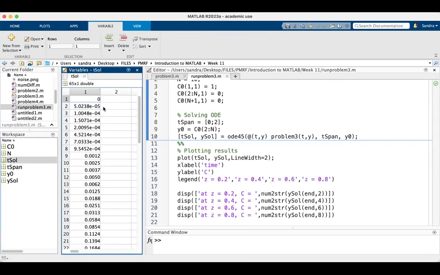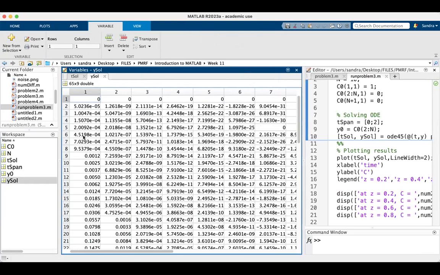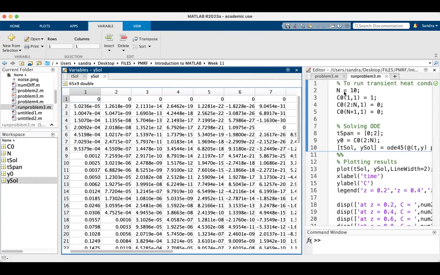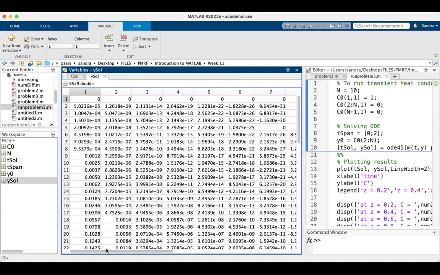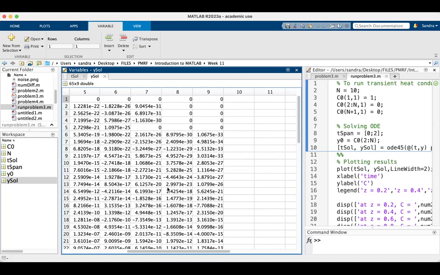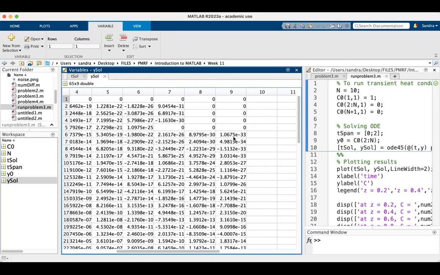Okay, you can see t sol has 65 and y sol has 65 rows, so each row corresponds to each time and each column corresponds to your grids. There are 10 intervals, so 10 plus 1, 11 data points are there, out of which 2 are not there, so 11 minus 2, 9. So this is corresponding to C2, C3, C4 till C9.